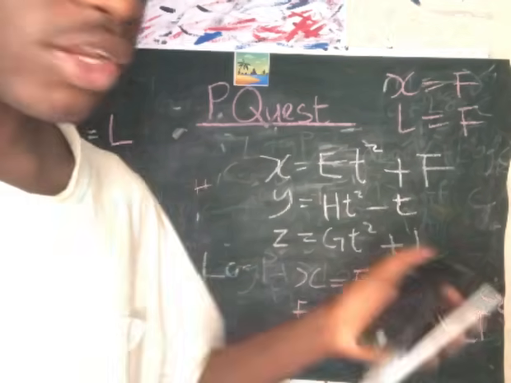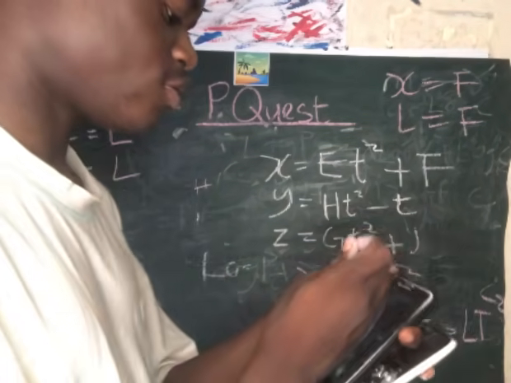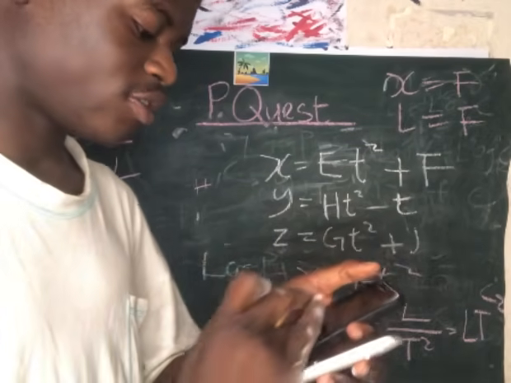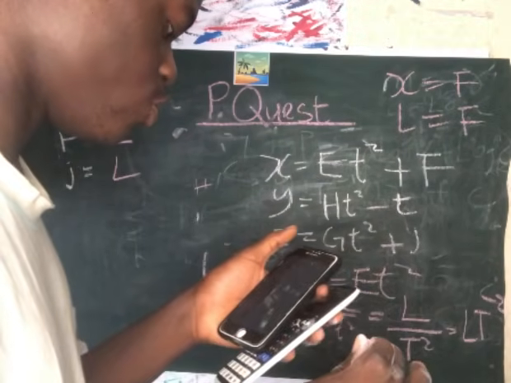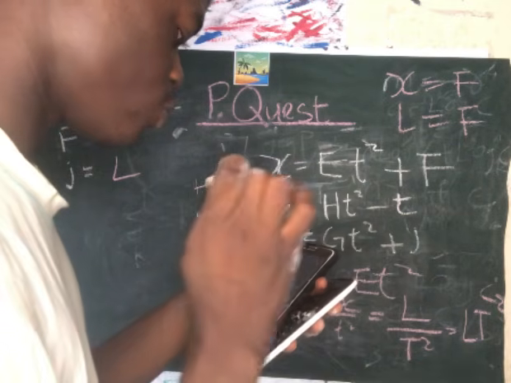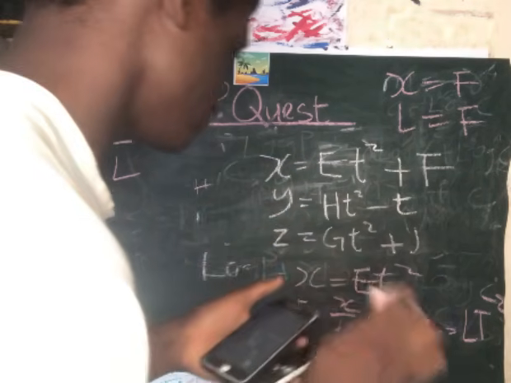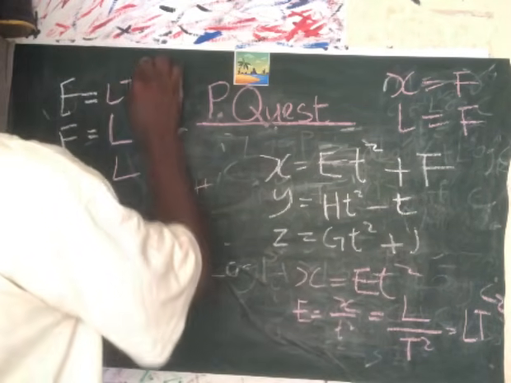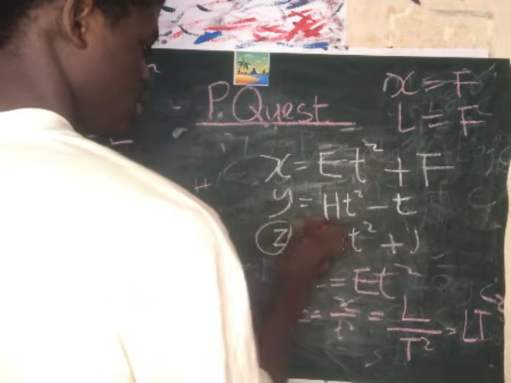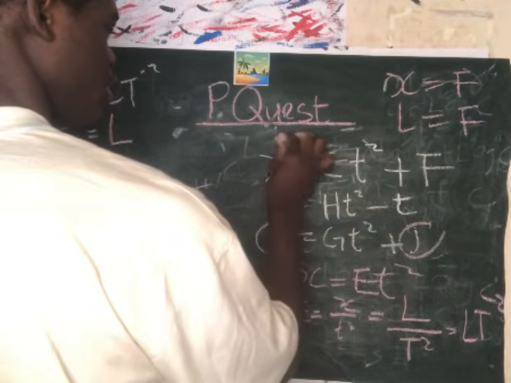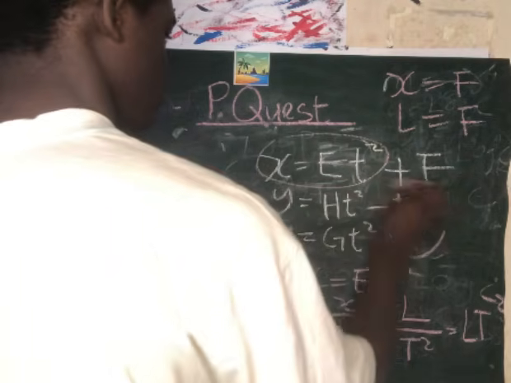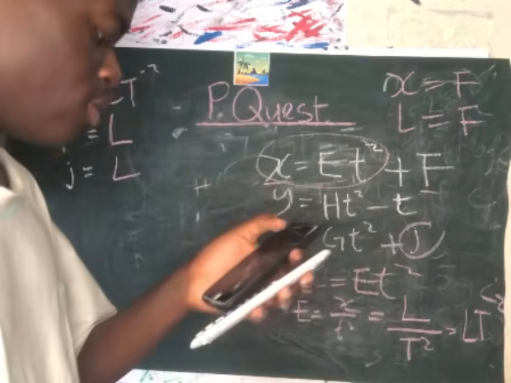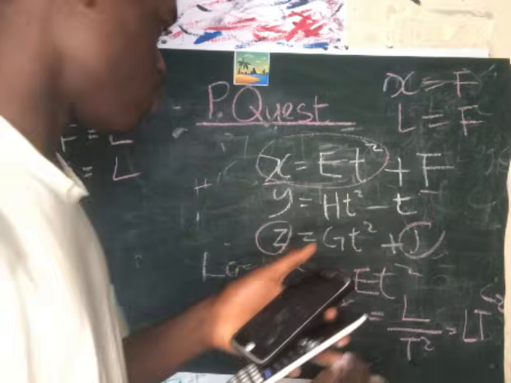J is also equal to L. I think the question is not complete, or there are some irregularities. But J is equal to L also. E is LT to the power minus 2, and F is also equal to L. So let's move to the next question, so we don't waste our time.